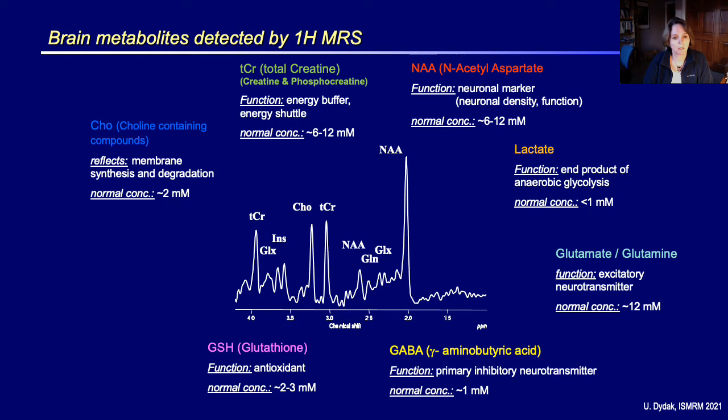It's a very small peak that sits underneath the creatine peak and usually needs editing methods to get quantified at 3 Tesla, unless you go to very high field strengths like 7 Tesla. And then myoinositol, which has its peak over here, and is an osmolyte and glial cell marker. These are just a couple of examples.